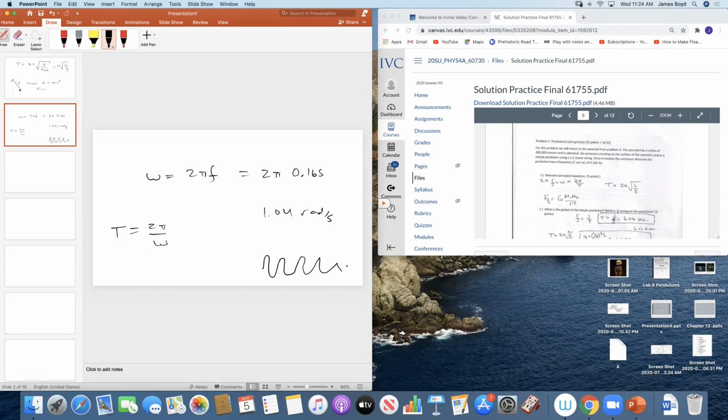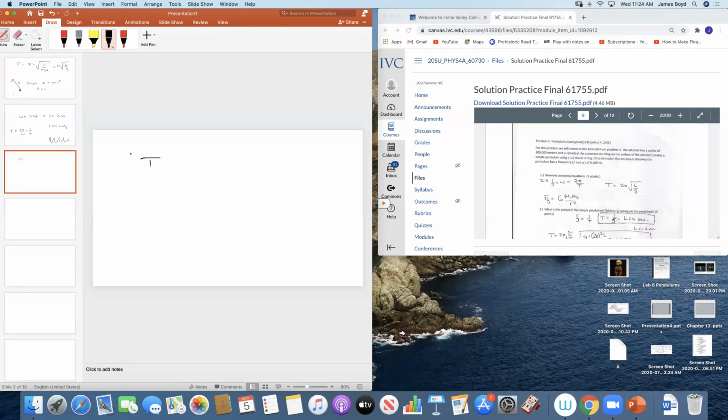changing angle. Okay, so we could also do this to get the period, which means that we can do 1 over the frequency gives us the period. And once we have the period, period is 1 over 0.165.